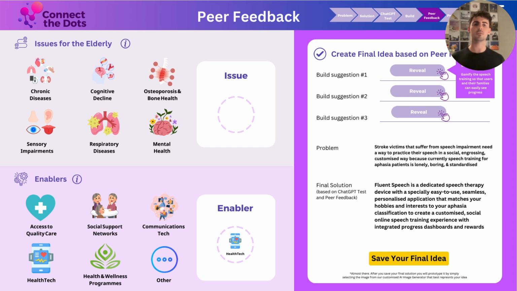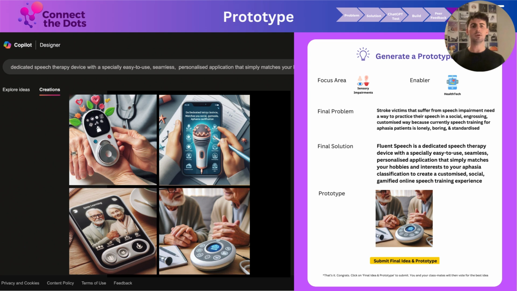It is this double feedback loop from both the bot and their peers that has the potential to transform good ideas into great ones and good learning outcomes into amazing ones. The final part of the challenge is to generate a prototype, and we've made this part really easy. We've integrated an AI image generator to facilitate rapid prototyping.